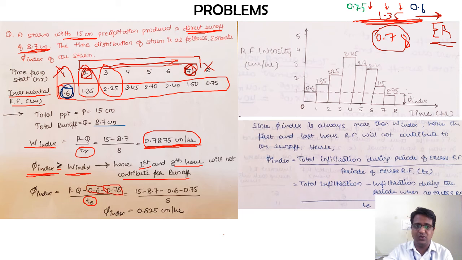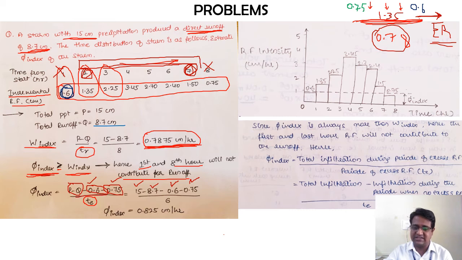So that's why we are removing 0.6 and 0.75 from this P minus Q. I hope it is clear, right? So now again I'll come back. The P value is 15, the Q value is 8.7, minus the rainfall in the 1st hour, that is 0.6, minus the rainfall in the 8th hour, that is 0.75.